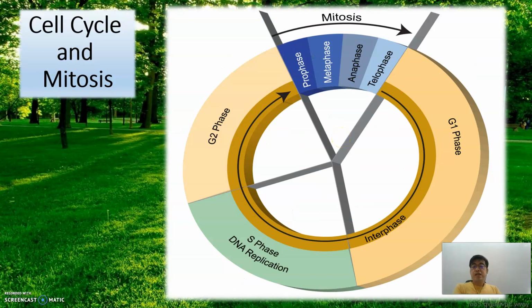In this next slide, the diagram here is more detailed. As you can see, the G1 phase, which we mentioned just now, happens from here all the way to here, then S phase, and then G2 phase. These three make up the interphase. As you can see in the inner ring here, there's a name for it. It's called the interphase. Other than the interphase will be the mitosis phase.